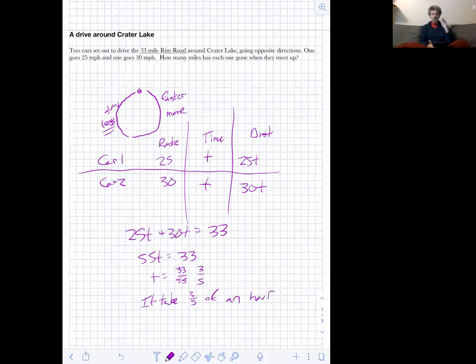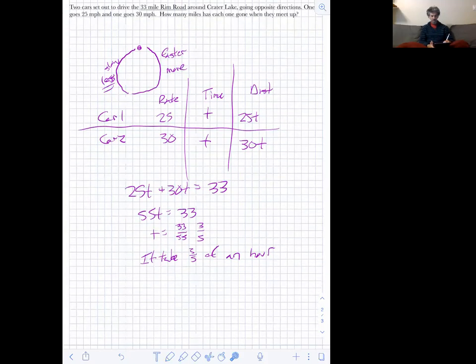No, it's not, because here the question was not how long does it take, it was how many miles has each one gone when they meet up. So we've got to plug that 3/5 into the distance formula. Car 1, we say 25 times 3/5, and that gives us 15. And for car 2, it's 30 times 3/5, and that gives us 18.